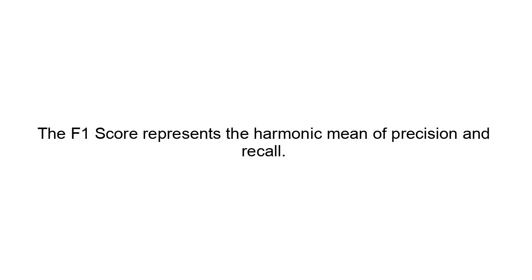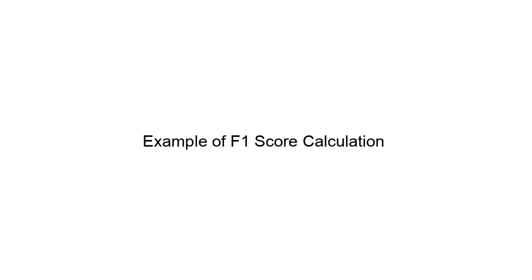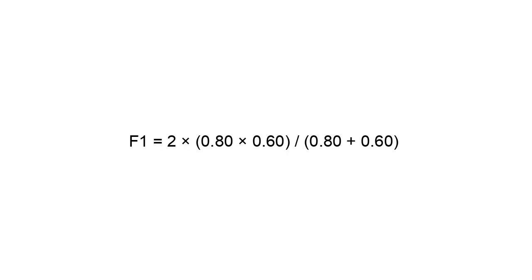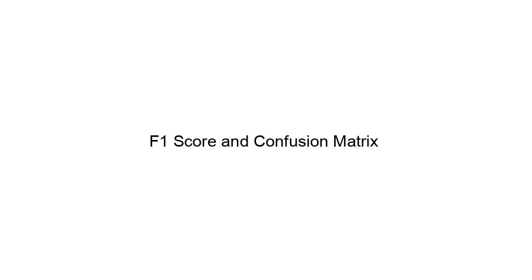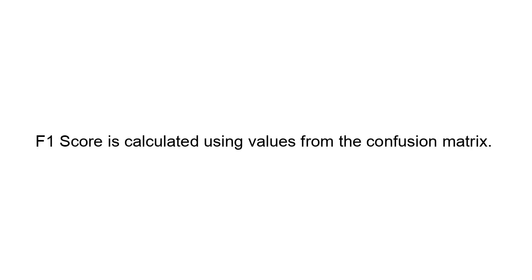Example of F1 score calculation. Suppose a model has precision equals 0.80, recall equals 0.60. Example concept. F1 equals 2 times 0.80 times 0.60 divided by 0.80 plus 0.60. F1 score approximately equals 0.69. This value represents the balanced performance of the model.